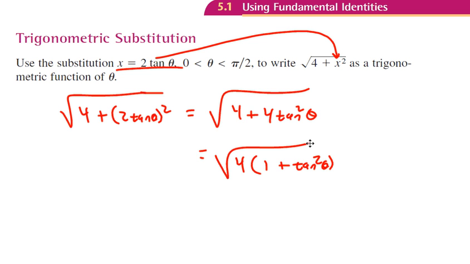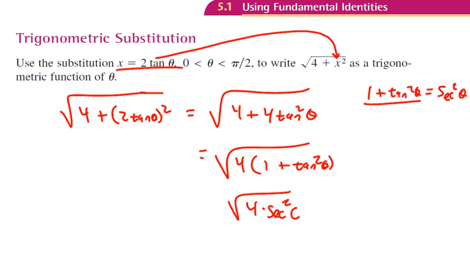Does this look familiar? I hope so. Remember, this is one of our identities: 1 plus tangent squared theta is the same thing as secant squared theta. So I can replace this whole part with secant squared theta, because 1 plus tangent squared theta, which is the same thing right here, is secant squared theta. So we have the square root of 4 times secant squared theta.